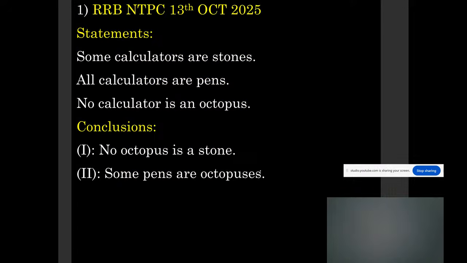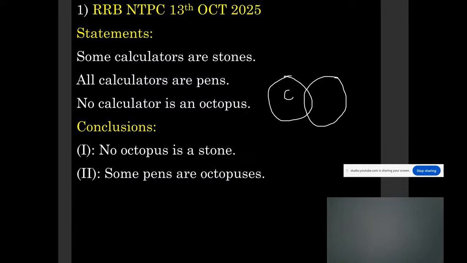Okay, first question. I'll explain some questions. After that, you try to do. So, coming to the first one, the first statement is some calculators are stones. With the help of Venn diagrams, we will be solving this. So first let us take calculators. These are calculators. Okay, some calculators are stones.